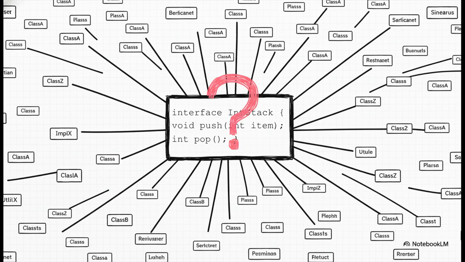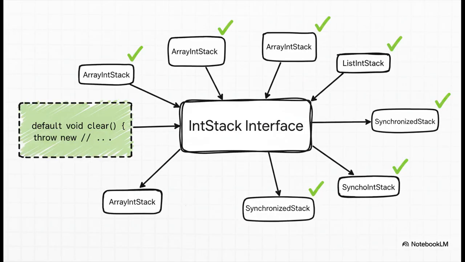Hundreds, maybe even thousands of classes out there in the wild are already implementing it. Now a new feature request comes in. We need a clear method. Before Java 8, we'd be stuck, but now we can just add it as a default method. And check out the implementation here.